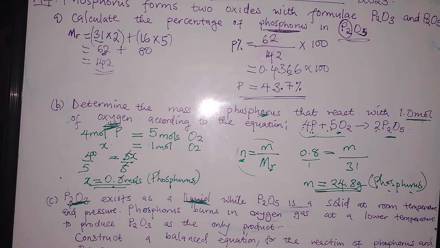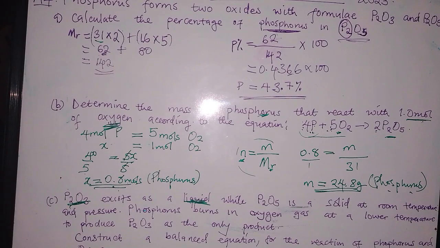Then oxygen. How many oxygen do we have here? Here we have 3 times 2, which is 6. But here we have 2. So for us to have 6 oxygen here, we add the 3. So that's how this question is solved.